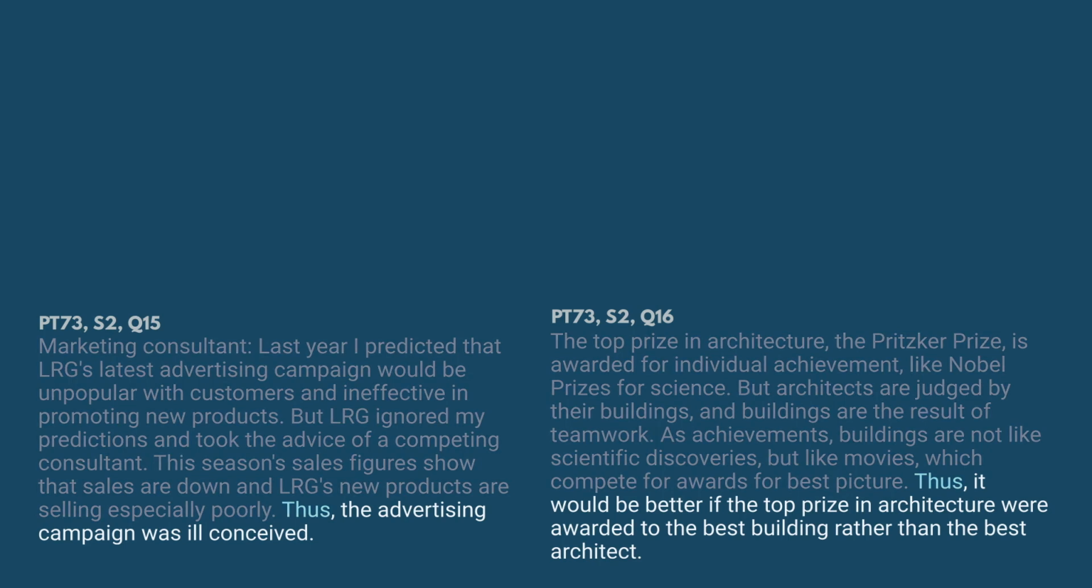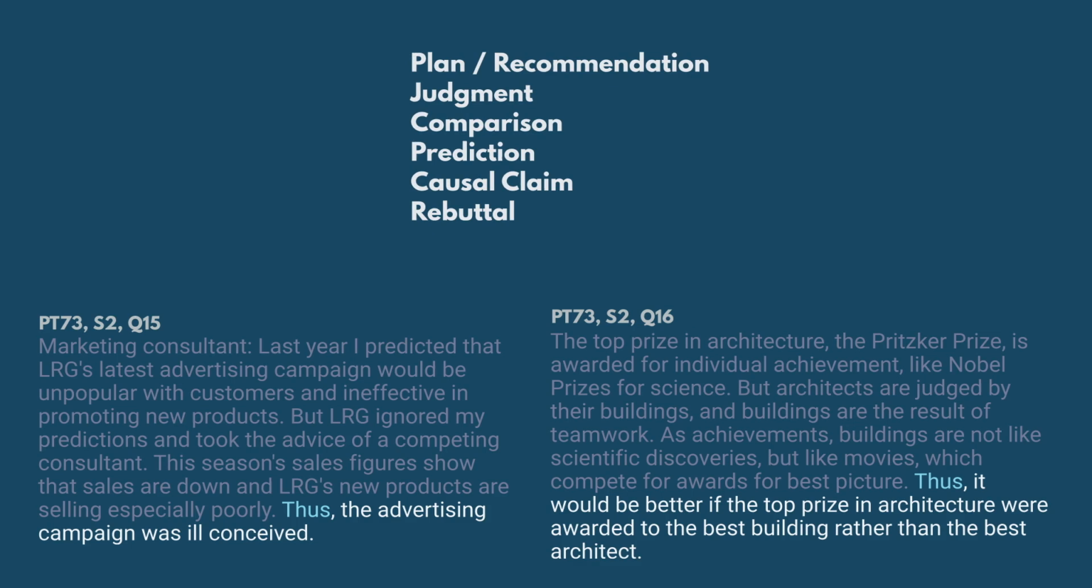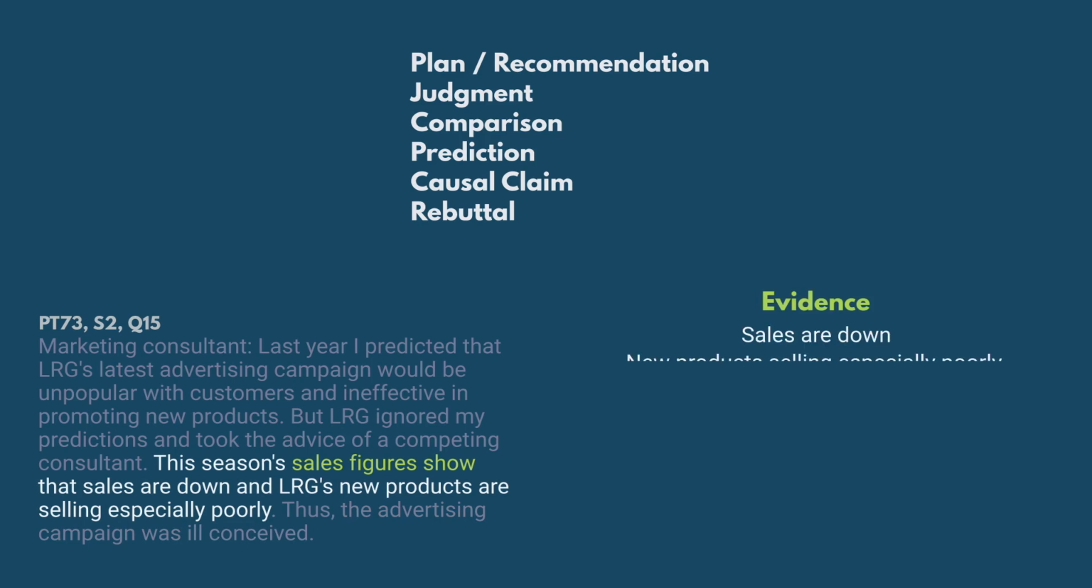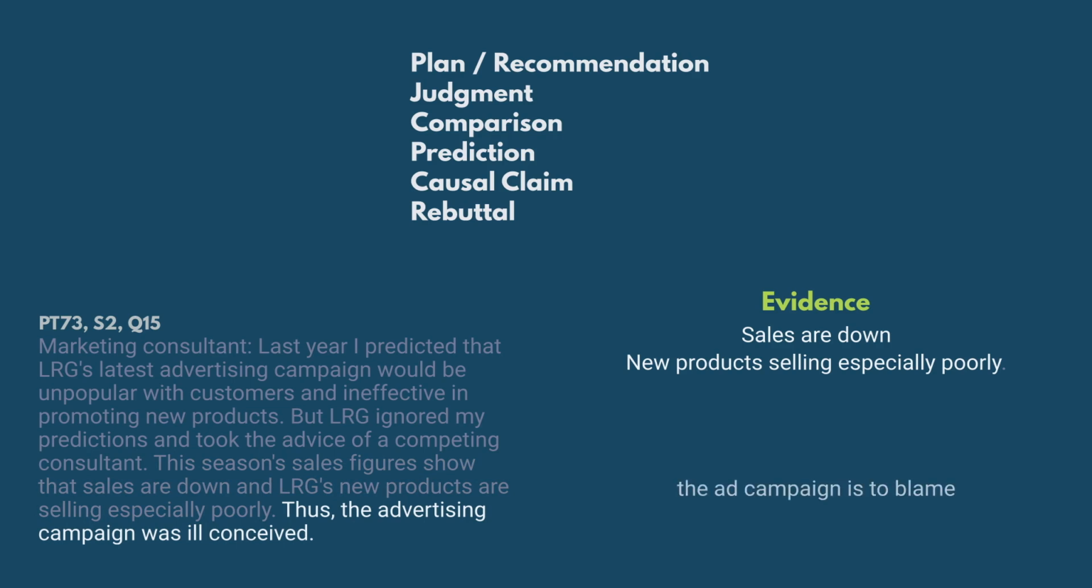The bottom two arguments, as we said before, end with conclusions. Let's think about what type of claim the author's concluding. In the first case, it's saying the ad campaign is ill-conceived. So that sounds like a judgment or a label. We're saying, ill-conceived. Well, why? What's the evidence? Well, the sales figures are down and the new products are selling poorly. Okay, what does that have to do with the ad campaign? The author must be thinking that the ad campaign is to blame for these poor numbers. So it actually is a causal conclusion because she's making this assumption along the way.